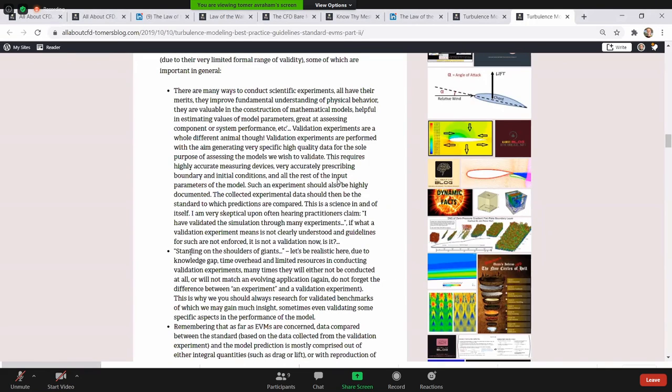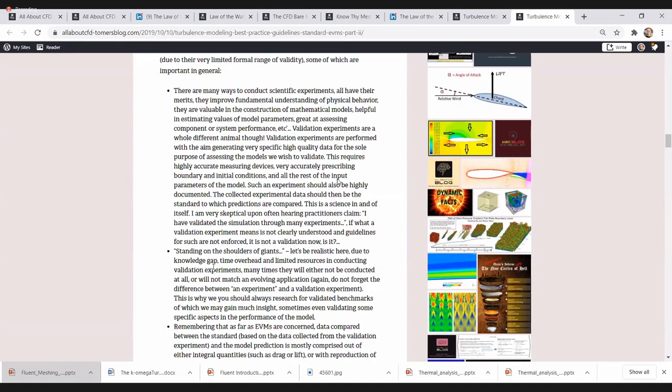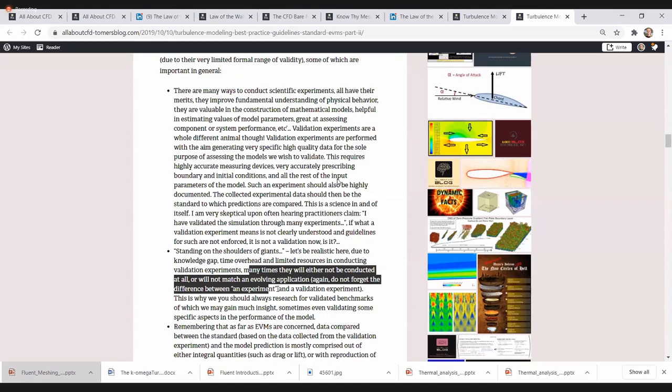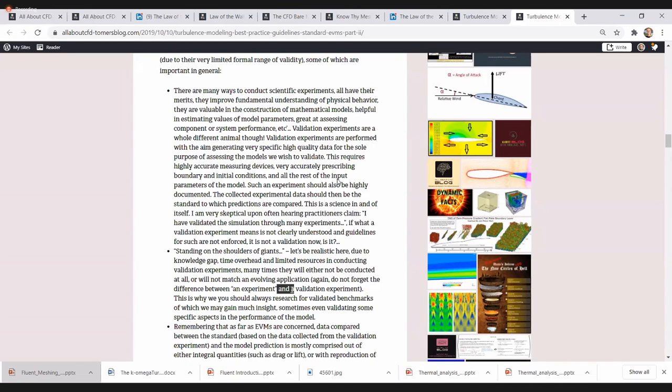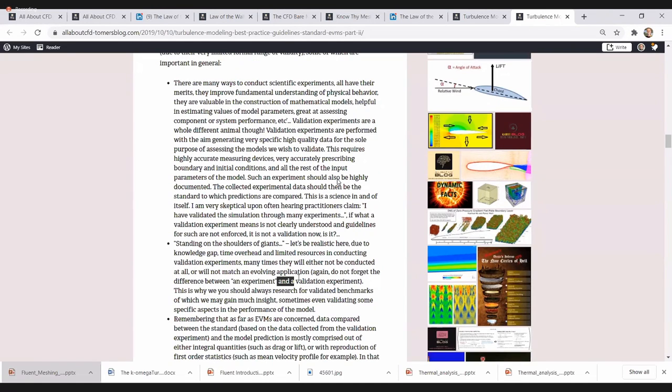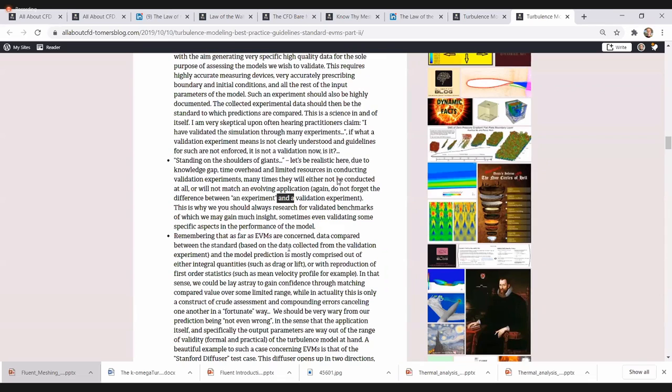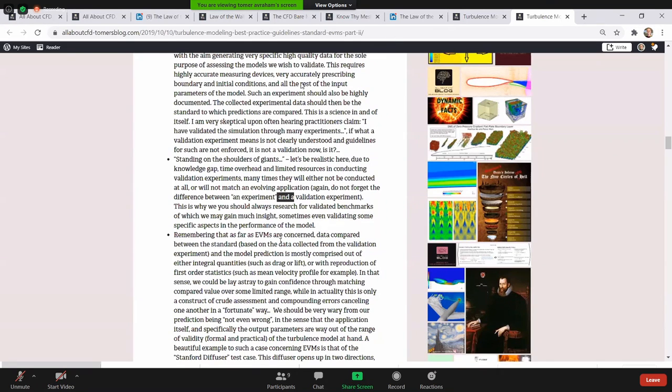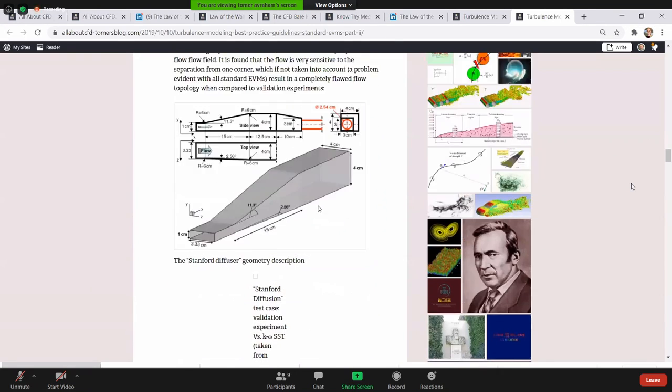That's another thing. Let's be realistic. Due to the knowledge gap, time overhead, and limited resources, conducting validation experiments is rarely done. Measuring a temperature over a component is not a validation of a simulation.